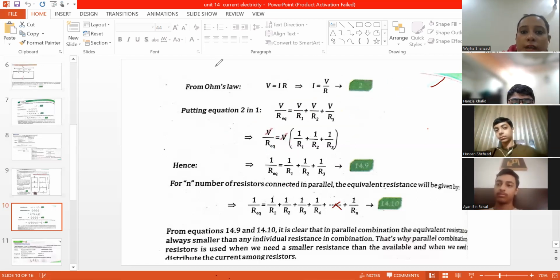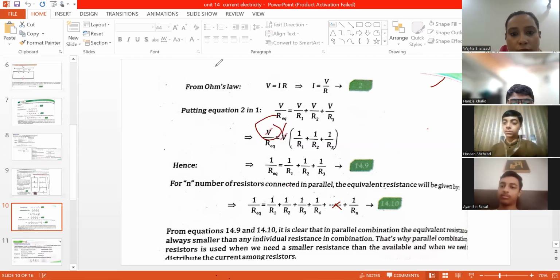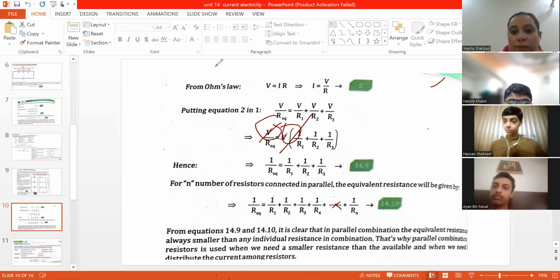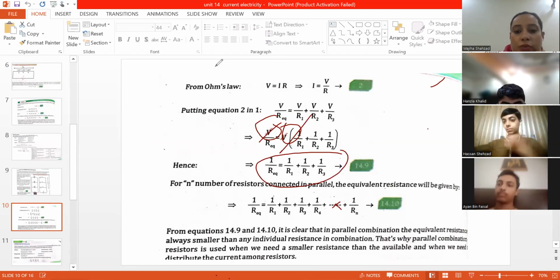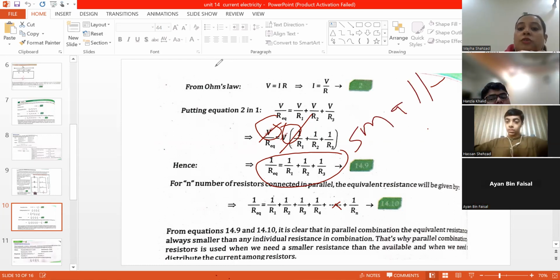If we see the right hand side and left hand side, this V is the same. So this V and this V will cancel out with each other, and we will be left with the equation 1 by R equivalent is equal to 1 by R1 plus 1 by R2 plus 1 by R3. This is the relation in the case of parallel combination. In parallel combination, when we combine all the resistances, the value is small, right? So when in our daily life we need a small value of resistance, we connect the resistors in parallel combination.